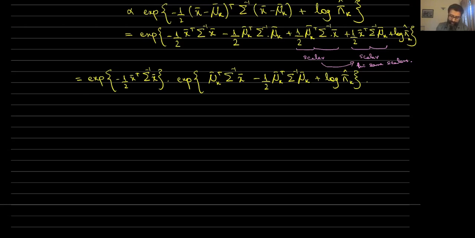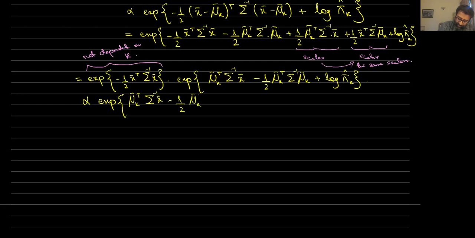All right, and this thing, once again, is not dependent on k. So therefore, this is proportional to e raised to power mu k transpose sigma inverse x minus half mu k transpose sigma inverse mu k plus log of pi k. So this is the probability that y equals k given x and given theta hat. So this posterior probability is proportional to this term over here.